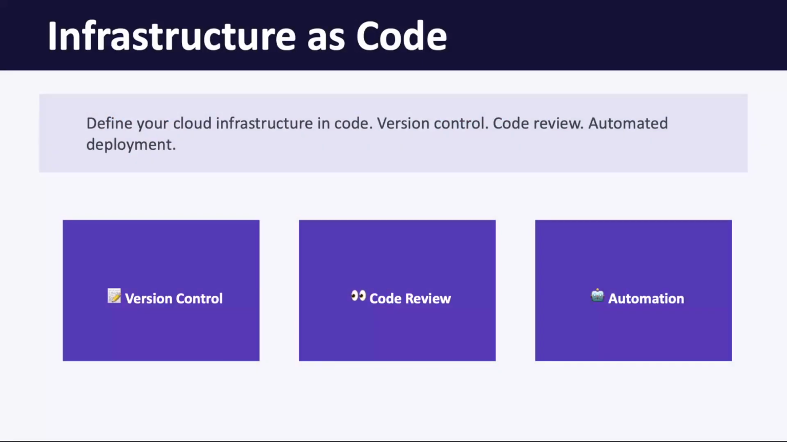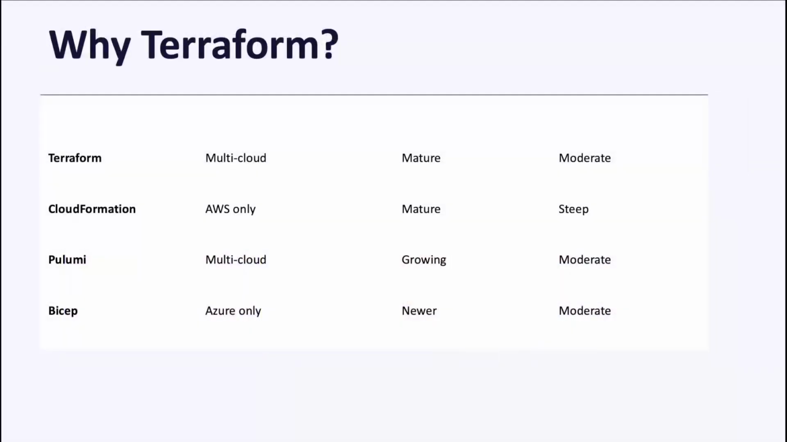There are several IaC tools out there, and it's worth understanding how Terraform fits in. AWS has CloudFormation. It's tightly integrated with AWS, but it only works on AWS. Azure has Bicep. Pulumi is interesting because it lets you write infrastructure in Python, TypeScript, or Go, which some developers love because it feels like normal code.